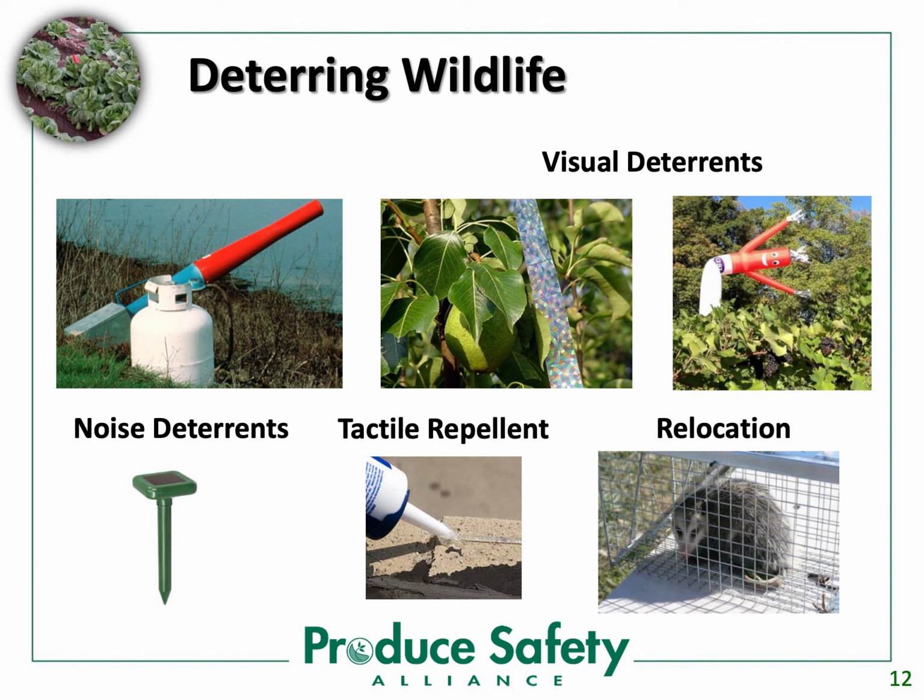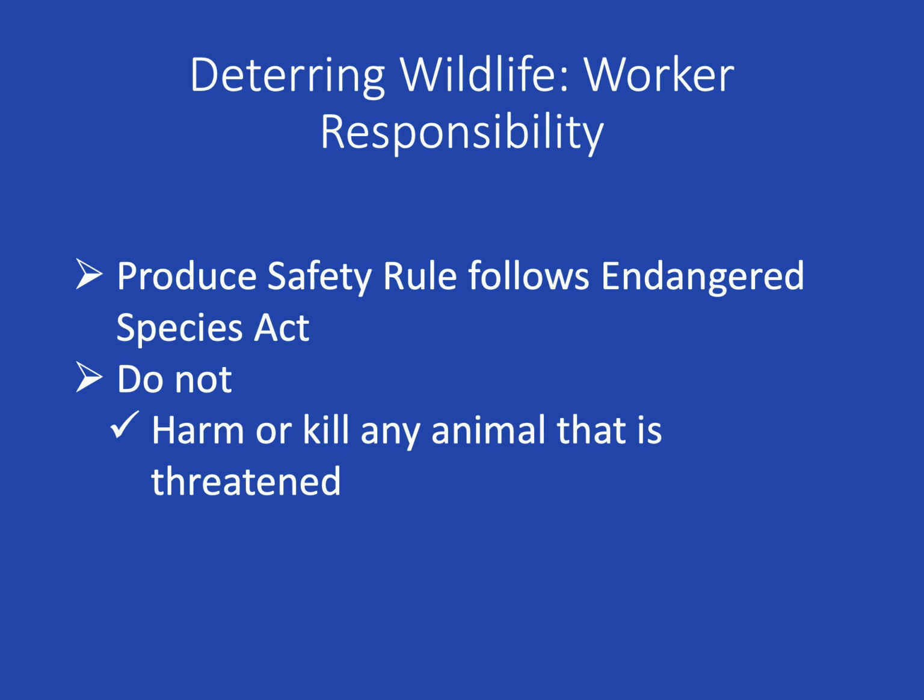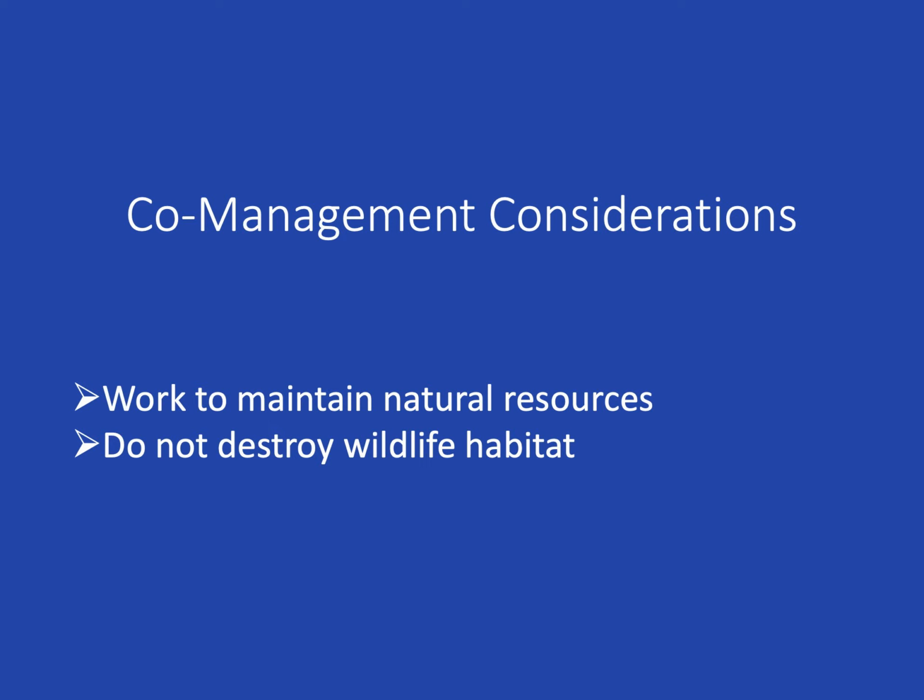Workers must understand that the Produce Safety Rule follows the Endangered Species Act, which means that workers cannot harm or kill any animal that is listed as threatened or endangered. One way in which workers may want to prevent wild animals from coming into the crops is to destroy their habitat. However, this is not encouraged because it destroys natural resources and could lead to other types of food safety risks. For example, if workers were to dig up bushes and trees around the premises, then the crops are more likely to be exposed to soil runoff, which would contaminate the produce on a larger scale.